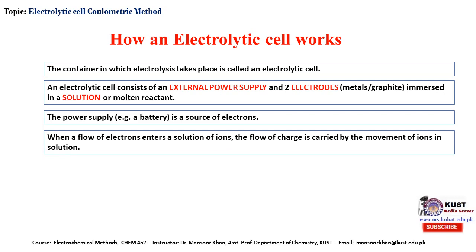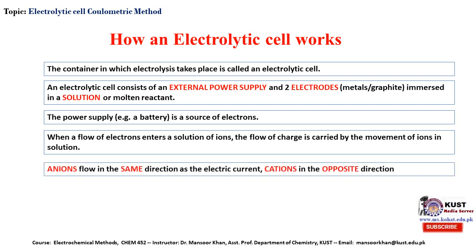When a flow of electrons enters a solution of ions, the flow of charge is carried by the movement of ions in the solution. As we know, ions are of two types. Anions flow in the same direction as the electric current, cations in the opposite direction. So cations move in one direction and anions move in the other direction toward their respective electrodes, where reduction and oxidation will take place.